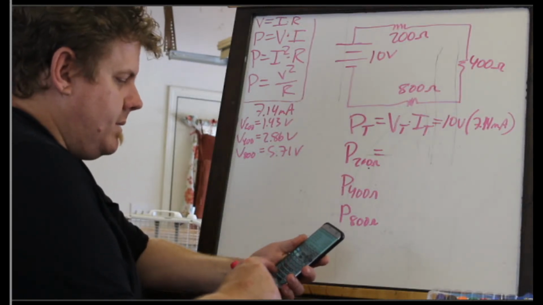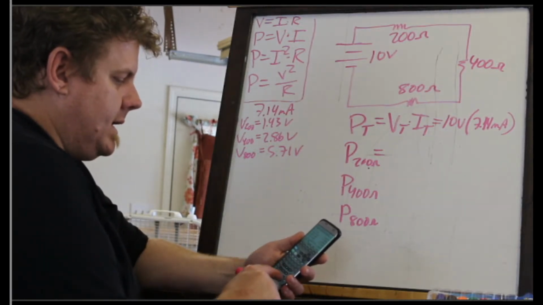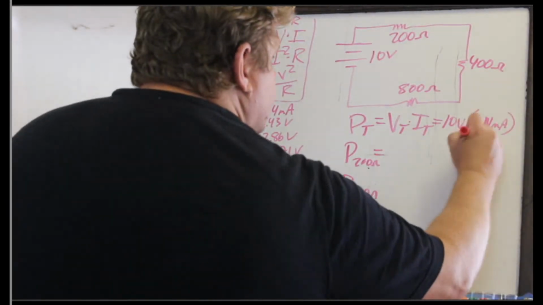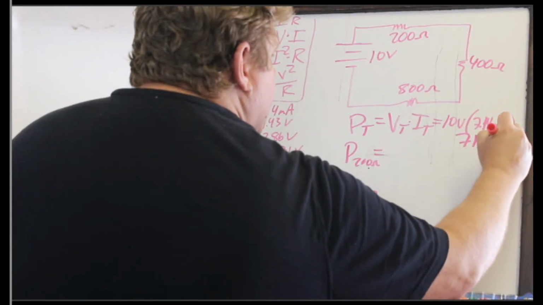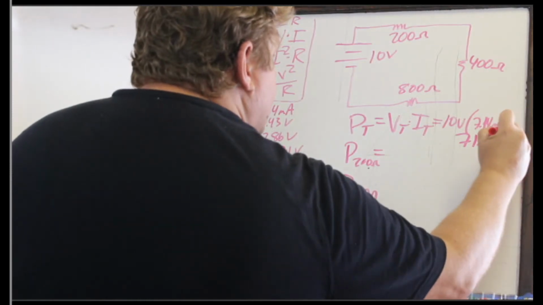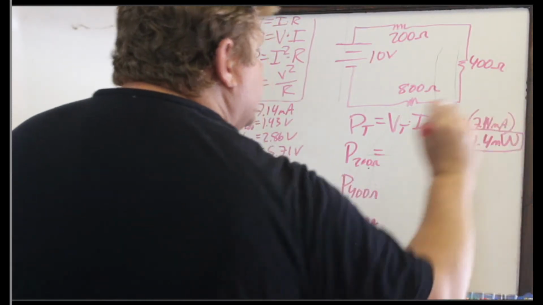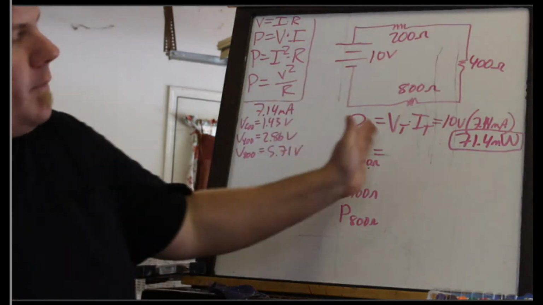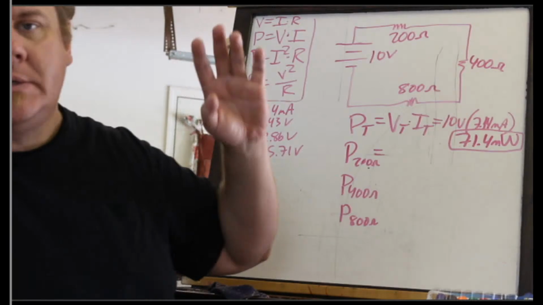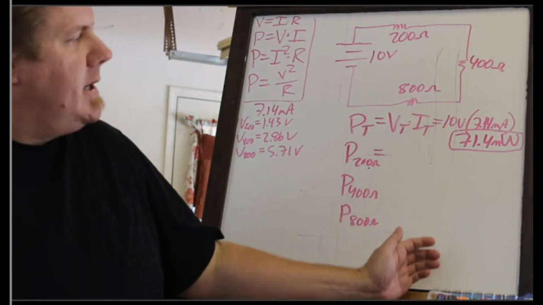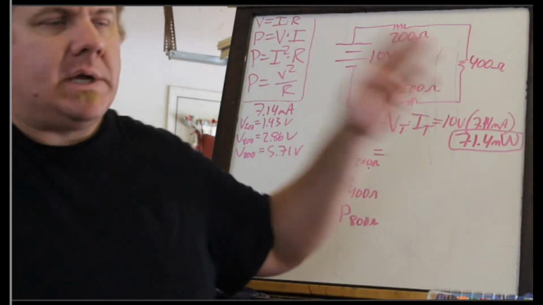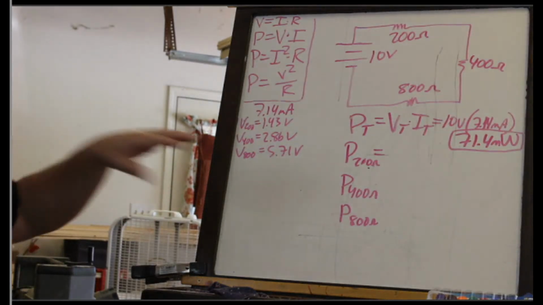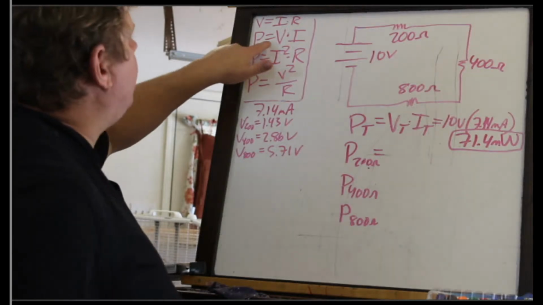10 times 7.14 e negative 3, and I get 71.4 milliwatts, because remember, power is in watts. Okay, so if you have 71.4 times 10 to the negative 3, you still use the same prefix. That doesn't change, okay? You just have to make sure you get the right unit because this is supposed to be in watts, okay? Now, at the individual level, this still applies, okay?